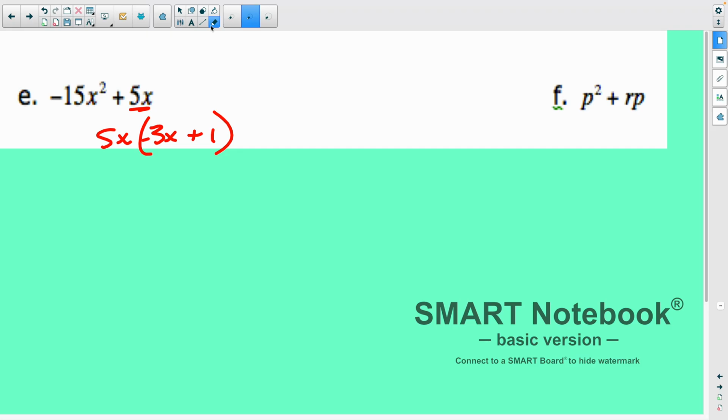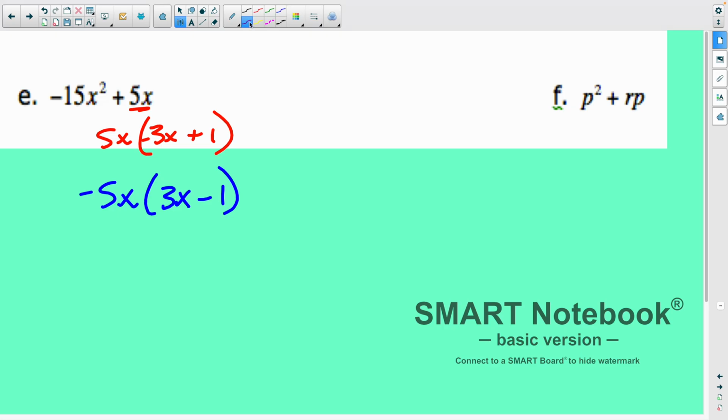Okay? Now, I can do that, or you could decide to take out a negative. So if I take out a negative 5x, that would cause this 3x to be positive, and it would cause that 1 to be a negative 1. Either one of those are appropriate answers. Sometimes I like the bottom one just because I don't like the negative 3x plus 1. I like to see that as positive.